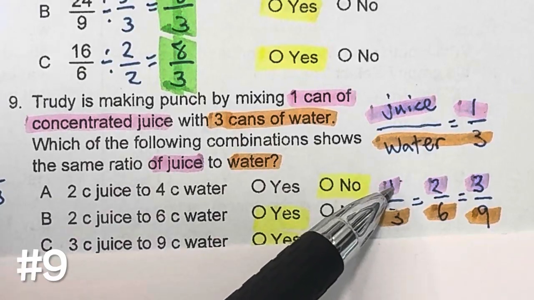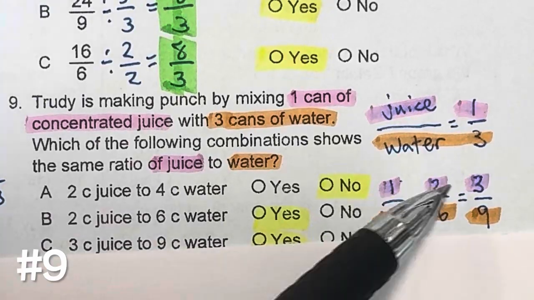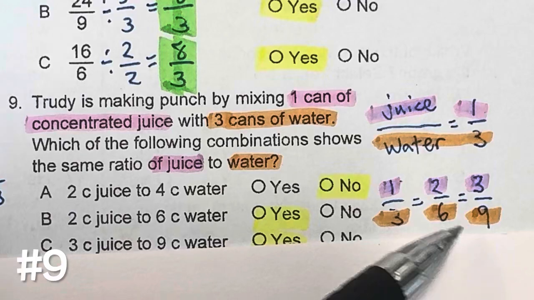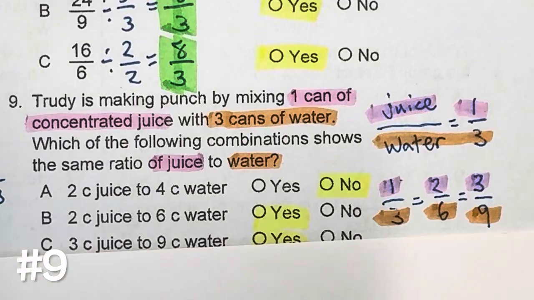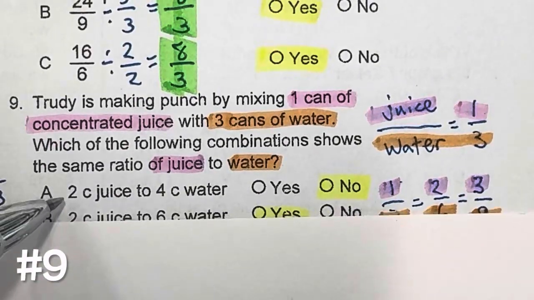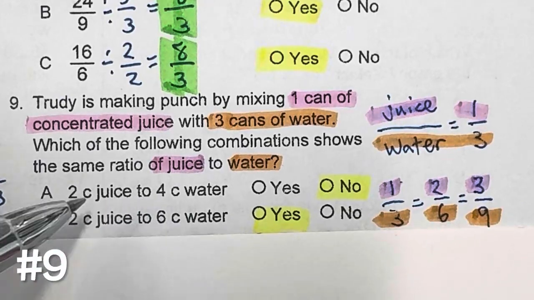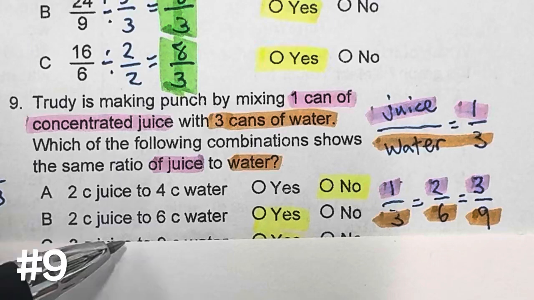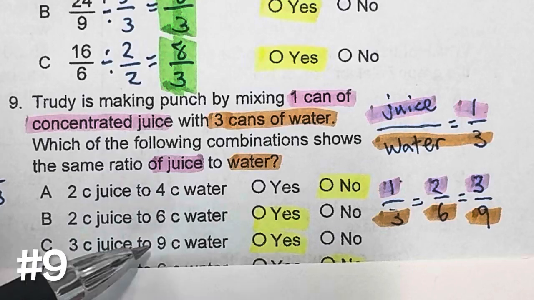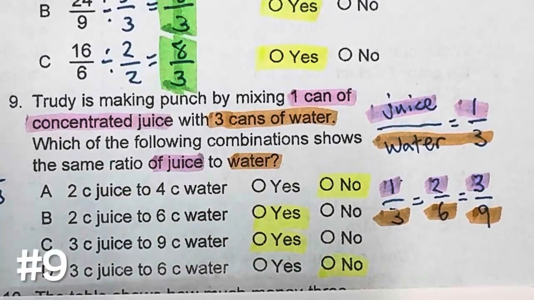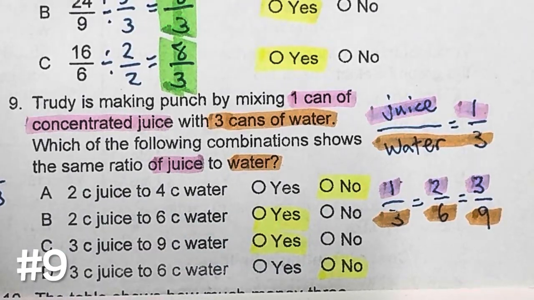Multiplying 1/3 by 2, 1 times 2 is 2, 3 times 2 is 6, or for 3/9, 1 times 3 is 3, 3 times 3 is 9, and I can continue. 1 times 4 is 4, 3 times 4 is 12, and so forth. In this one, we have a ratio of 2 to 4. That is not an equivalent. That's 1/2. 2 to 6, well, we said that is an equivalent ratio. 3 to 9, also an equivalent ratio. 3 to 6 would simplify to 1/2, not 1/3. So that's no.